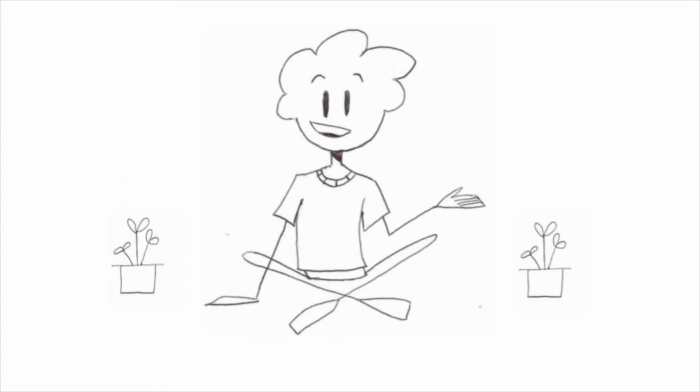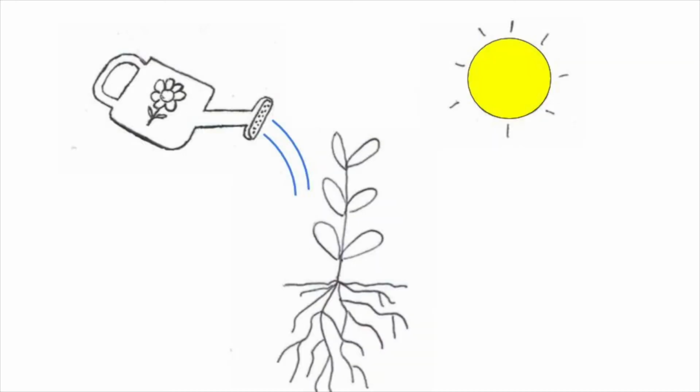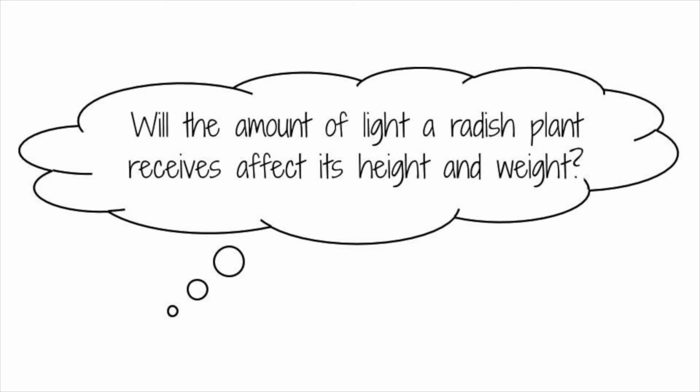To help you understand how to structure your hypothesis, we'll use an example science fair project which was conducted by one of our instructors. Their group's experiment was to see if the amount of light a plant gets affects how it grows. In their science class, they learned that plants need light, specifically sunlight or UV light, to make food and grow. Their research question was, will the amount of light a radish plant receives affect its weight and height? In order to answer that question, they came up with this hypothesis.